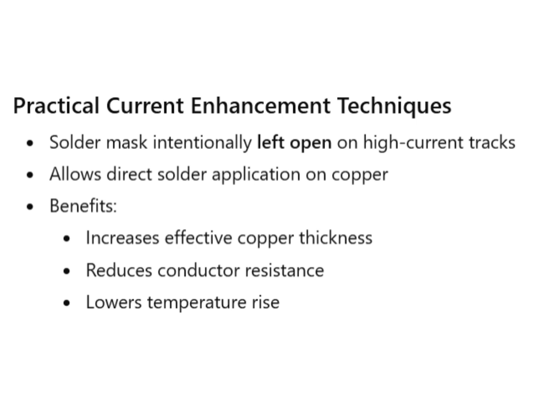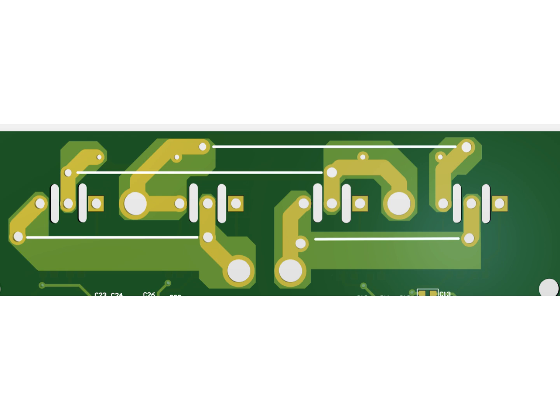Practical current enhancement techniques. On all high current paths, the solder mask has been intentionally left open. This allows additional solder to be applied directly on the copper tracks, increasing the effective copper thickness. You can see that slots are milled into the PCB between the IGBT pins. By milling a slot in this region, the tracking path is forced into the air gap.